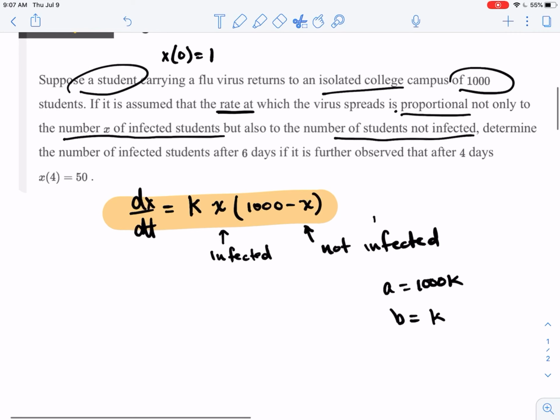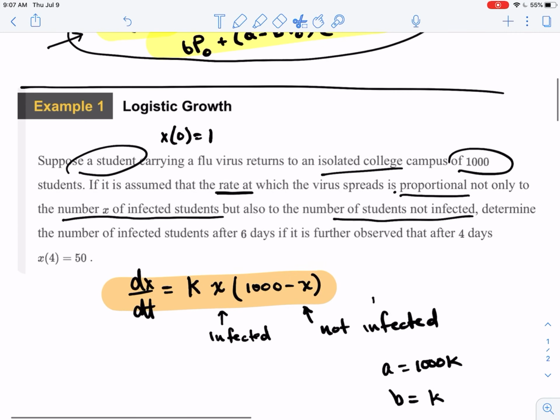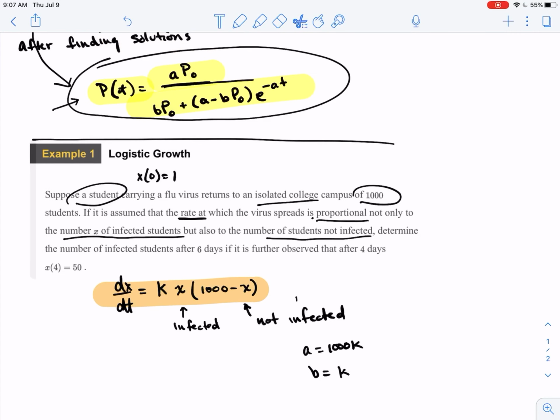Okay, so now we know what A and B are, and now what I want to do is use that equation and plug everything in. The only other thing that we would need is, what is our P naught? So our P naught is going to be 1, because that's the initial value. There is one student infected with the virus.